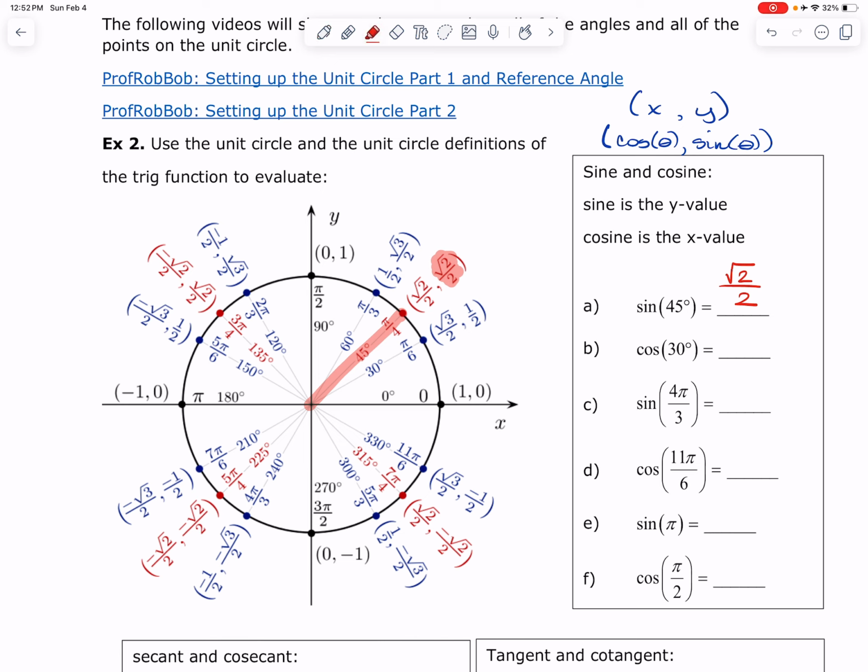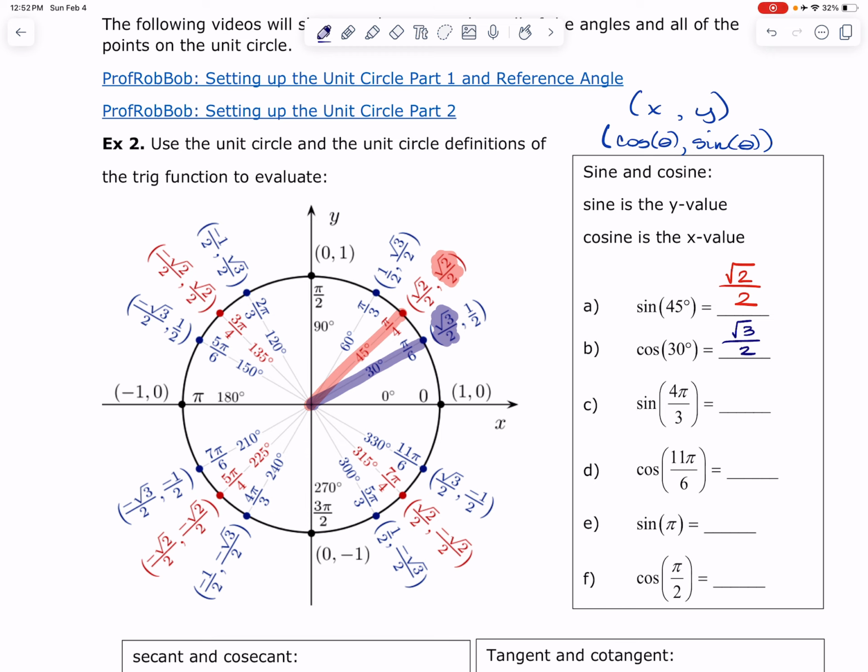Cosine of 30, here's my 30-degree angle. Cosine is my x value. Cosine of 30 is square root of 3 over 2.